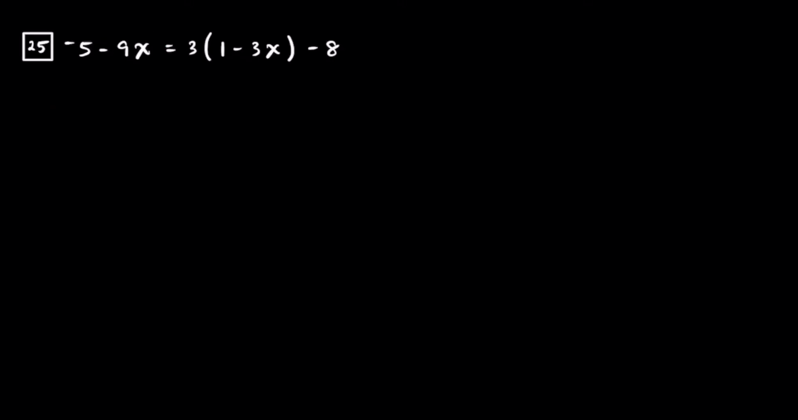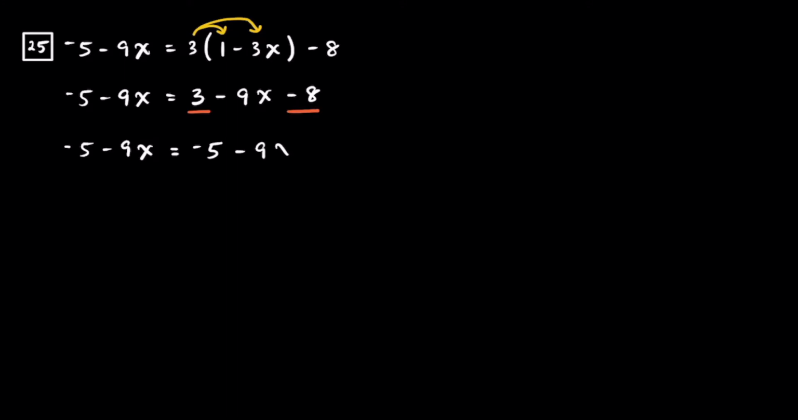For number 25, we have negative 5 minus 9x is equal to 3 times the quantity of 1 minus 3x. So to begin here, let's go ahead and distribute this 3 to this 1. If we do so, we get negative 5 minus 9x along the left is equal to a positive 3. And distributing this positive 3 to this negative 3x, that should be equal to negative 9x. And we still have this minus 8 that's hanging out over here to the right. Going in and combining like terms, we can't combine on the left, so on the right side we can. We have negative 5 minus 9x along the left is equal to 3 minus 8 is equal to negative 5. And then we still have this minus 9x.